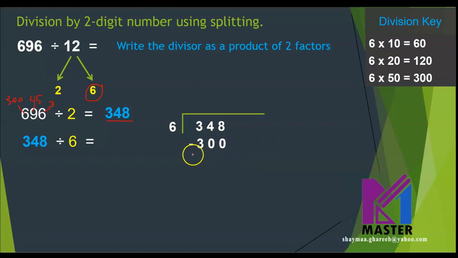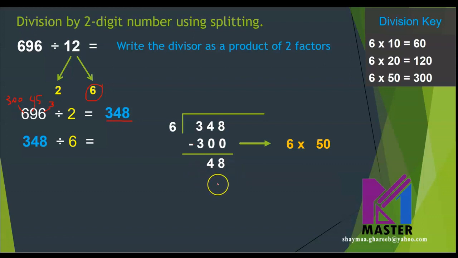Now let's do the multiplication. This 300 equals 56. So how many 6s are there in the 300? 56. Now let's see how many are left. After the subtraction, there will be 48. Now I will ask myself how many 6 are there in the 48.